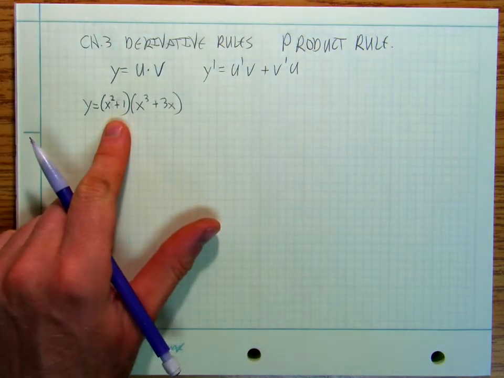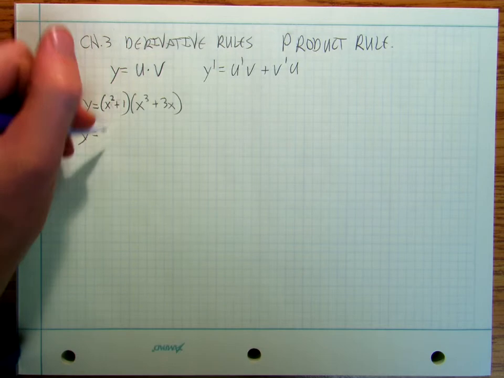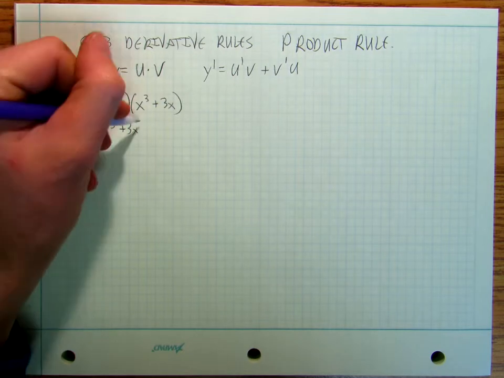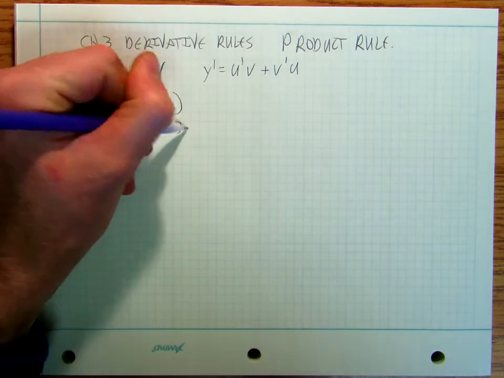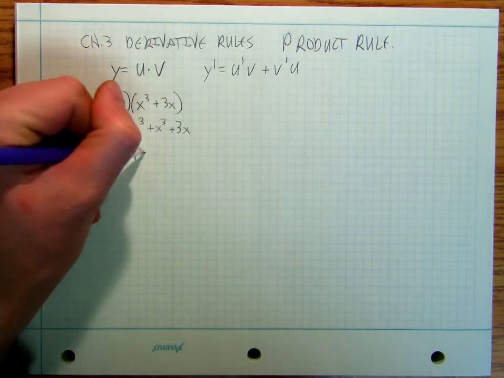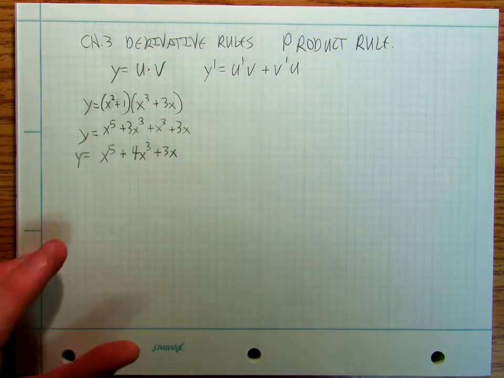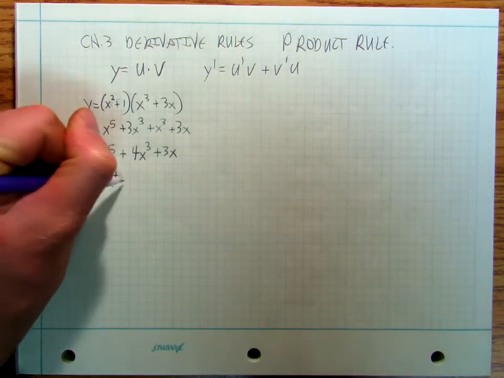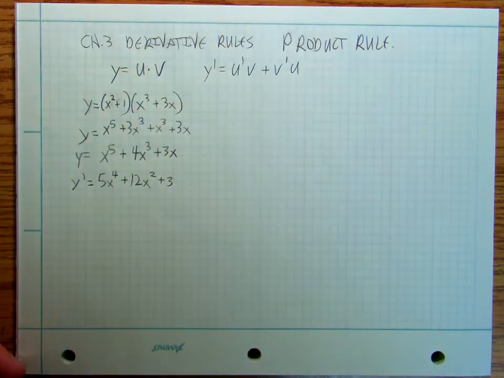Okay, now lots of people say, well, why can't we just FOIL this one out? Why can't we just say that this is x to the fifth plus 3x cubed plus x cubed plus 3x. So why can't we say it's y equals x to the fifth plus 4x cubed plus 3x? And the answer is you should. And then we take the derivative of that and we get 5x to the fourth plus 12x squared plus 3. Okay, that's the way you should do it.